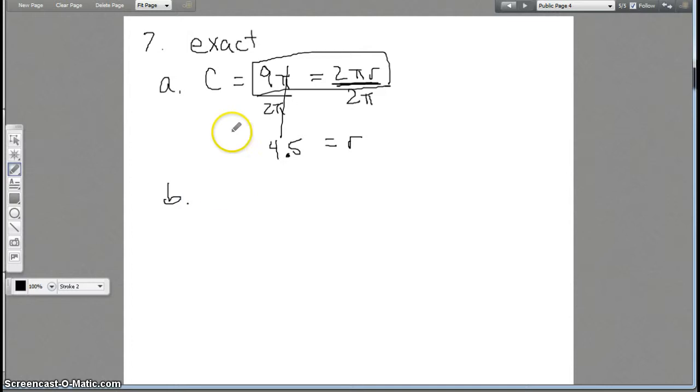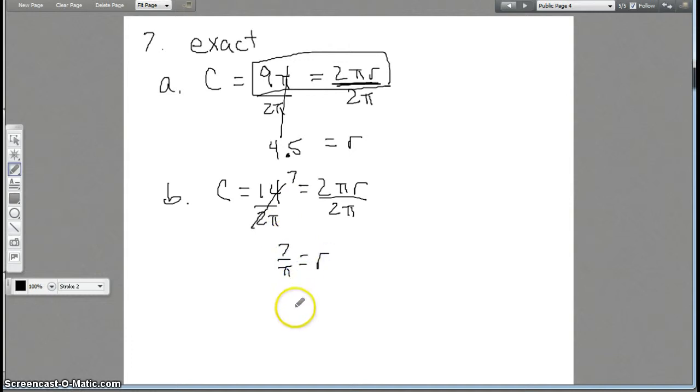Part B, we have a circumference of 14, and we know that equals 2 pi r. Again, to get the r by itself, we need to divide both sides by 2 pi. And so our answer is going to be 14 over 2 pi. We can simplify that. Divide the top and the bottom by 2, and we get 7 over pi. So 7 over pi is our radius. In this case, pi is still in our answer.